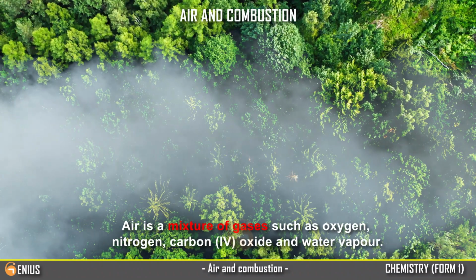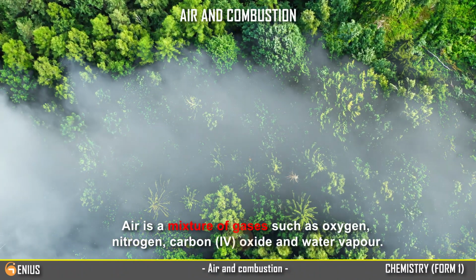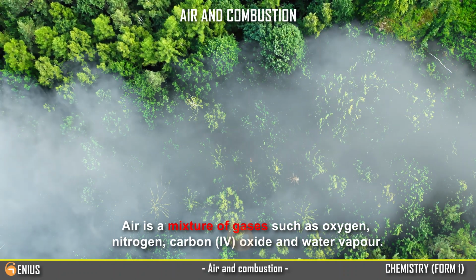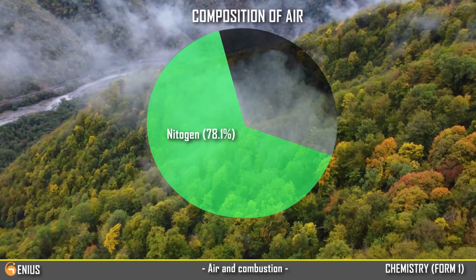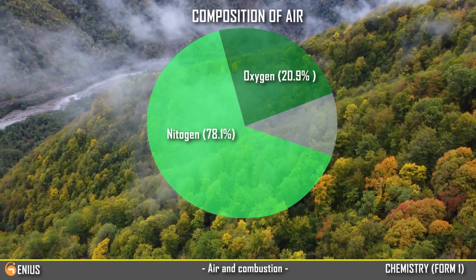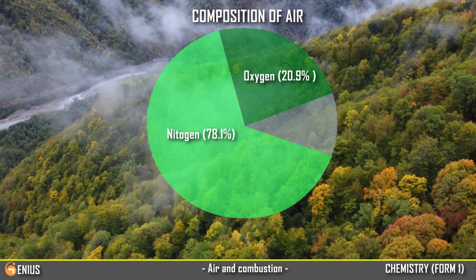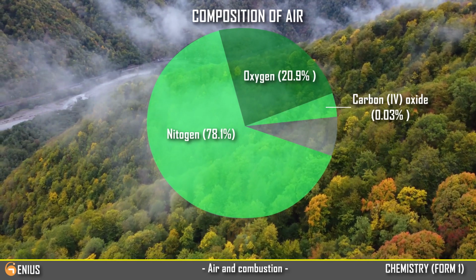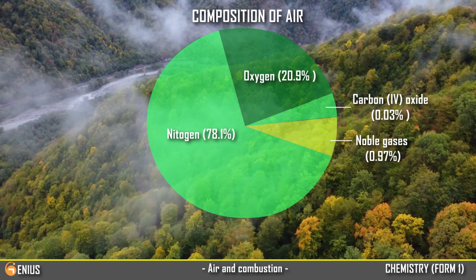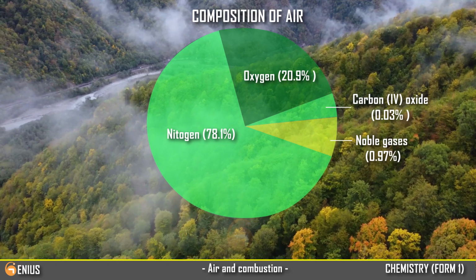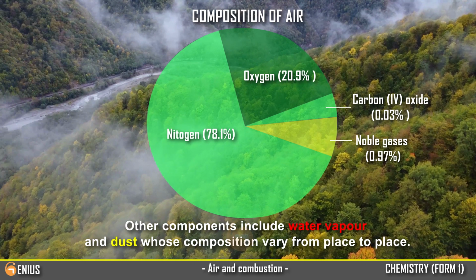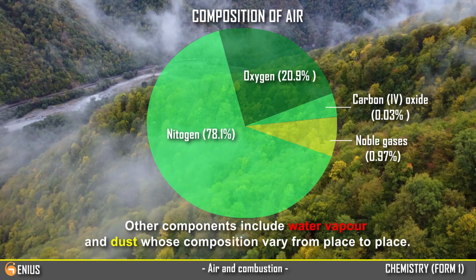Air is a mixture of gases such as oxygen, nitrogen, carbon dioxide and water vapor. About 78.1% of air is nitrogen, 20.9% oxygen, 0.03% carbon dioxide. Noble gases comprise about 0.97%. Other components include water vapor and dust whose composition varies from place to place.